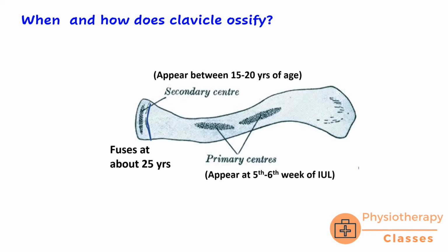Now you can also be asked about ossification of the clavicle because it is different from other long bones. There are two primary centers of ossification which appear in the shaft of the clavicle during the 5th to 6th week of intrauterine life. Remember, this is the first bone to begin ossification. And there is only one secondary center of ossification, that is for the medial end. This part is going to ossify in cartilage. The rest of the bone has membranous ossification. This secondary center of ossification appears between 15 to 20 years of age and fuses with the rest of the bone by 25 years. So this is the last bone to complete ossification. This is important that you should remember.